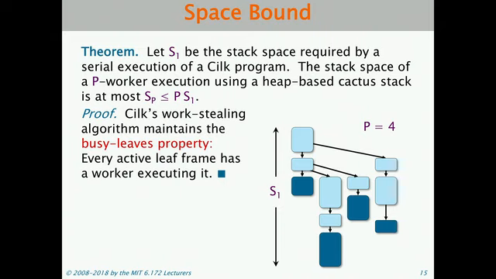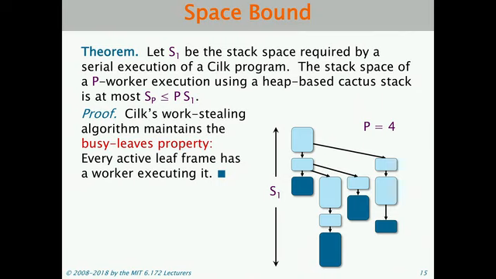Then the stack space of a P worker execution using a heap-based cactus stack is going to be upper bounded by P times S1. So SP, the space for a P worker execution, is less than or equal to P times S1. To understand how this works, we need to understand a little bit about how the Cilk work stealing algorithm works. So in the Cilk work stealing algorithm, whenever you spawn something, a worker that spawns a new task is going to work on the task that it spawned.